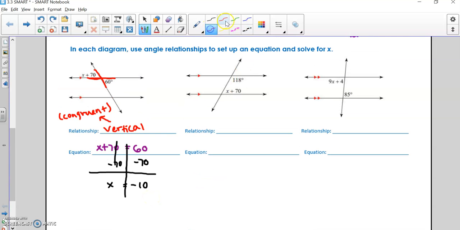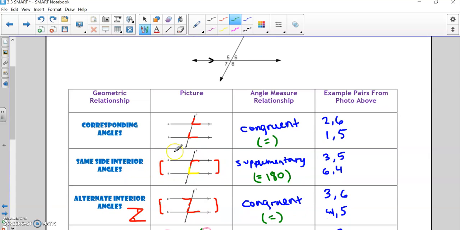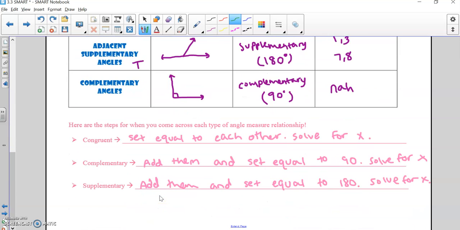Alright, so the next one. We have one angle here, and we have one angle here. You use your table, and you think about which picture that looks like. It definitely looks like the same side interior picture. And that tells us that we have supplementary angles. So what do we do when we have supplementary angles? We add them and we set them equal to 180. So let's do that.